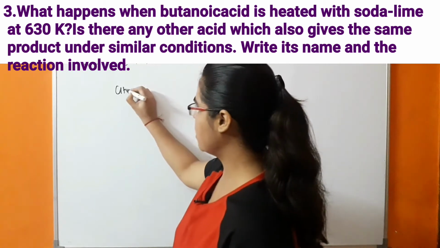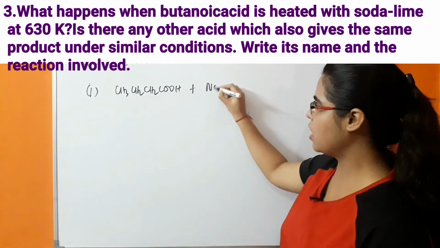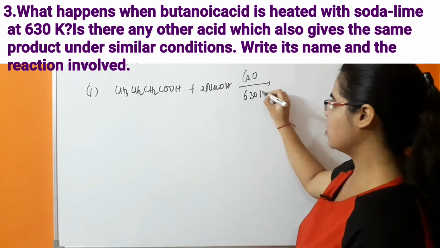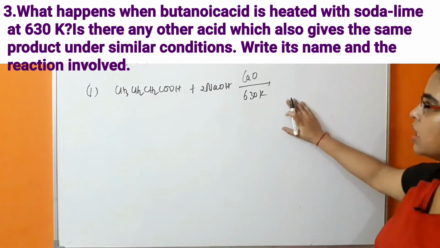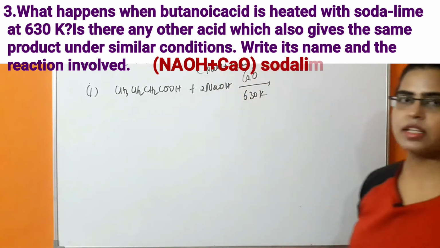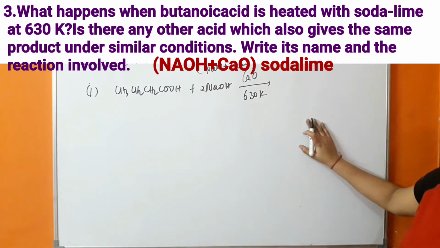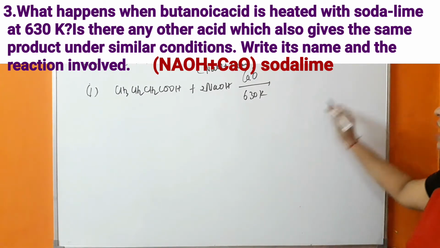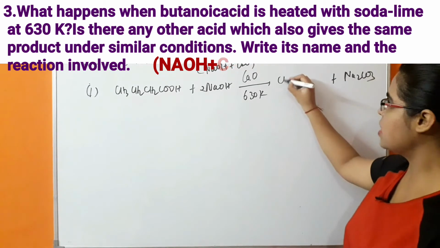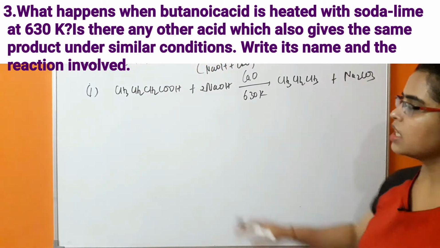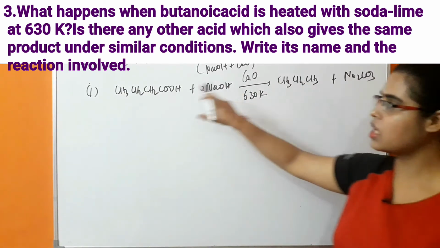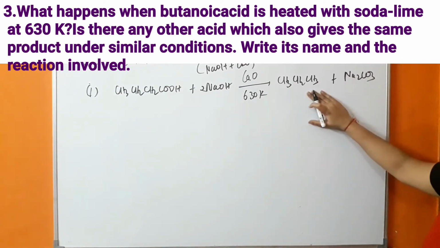So we have to take butanoic acid, in the presence of NaOH and calcium oxide, and the temperature of the reaction is 630 Kelvin. This is given in the question. This mixture, NaOH plus CaO, is known as soda lime. So what is happening in this case? Decarboxylation will take place. It means there will be removal of Na2CO3. So descent of series will take place. It means the hydrocarbon obtained on the product side has one carbon less. Because of that, this is a descent of series.